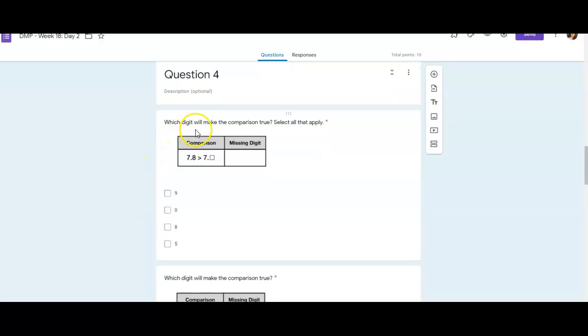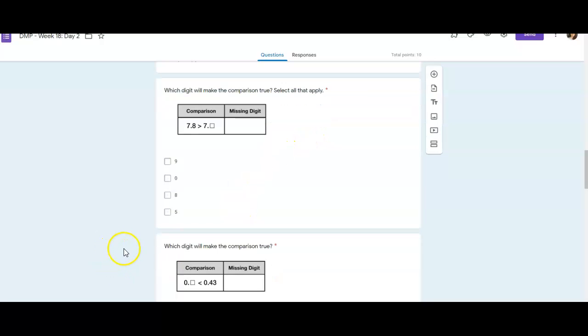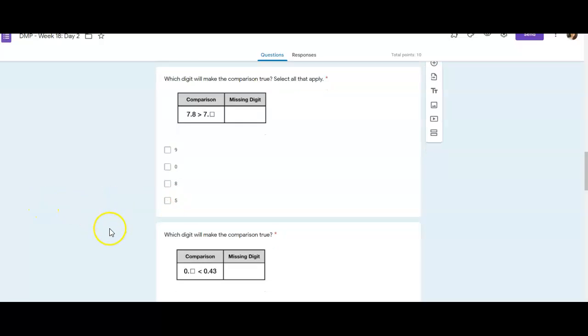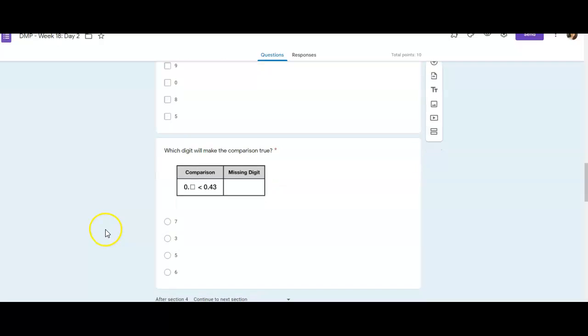Question 4, which digit will make the comparison true? Select all that apply. Remember, all means that there's going to be more than one answer. So there are actually... what I say would make it true. No, I take that back. There's only one correct answer in this one. Alright, which digit will make this comparison true? Something less than 43 hundredths. What's the missing digit there?